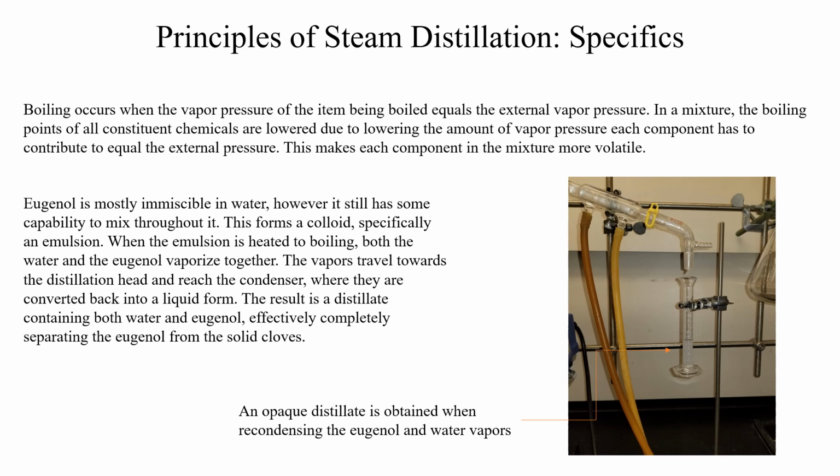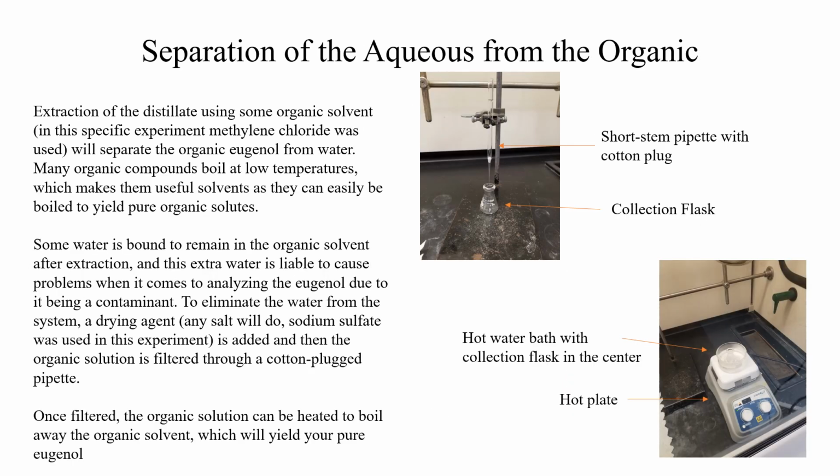They reach the distillation head, go through the condenser and recondense, and then we get our distillate from water vapor and eugenol vapor. And so that effectively makes our distillate an emulsion as well, consisting of both water and eugenol. Now, remember how I said that steam distillation wasn't a purifying process? That's because if it was, when we were to undergo steam distillation and collect our distillate, it would only be pure eugenol. But that's not what we get. We get a colloidal mixture of eugenol and water.